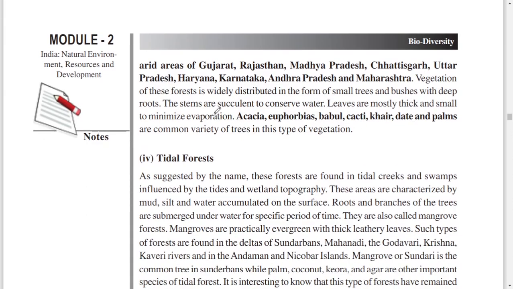Vegetation of these forests is widely distributed in the form of small trees and bushes with deep roots. The stems are succulent to conserve water. Leaves are mostly thick and small to minimize evaporation. Acacia, euphorbias, babool, cacti, khair, date, and palms are common varieties of trees in this type of vegetation.